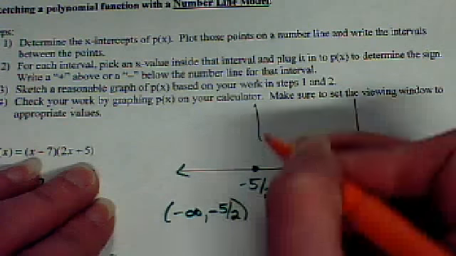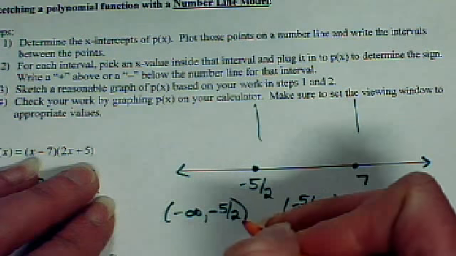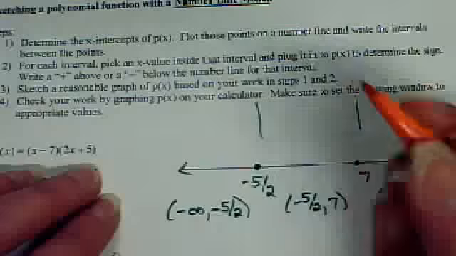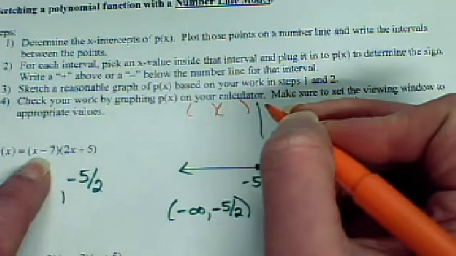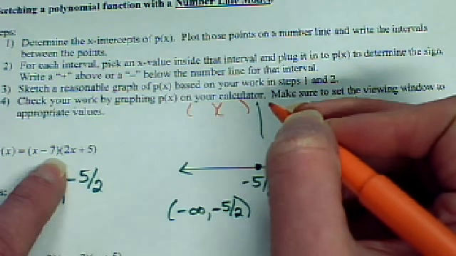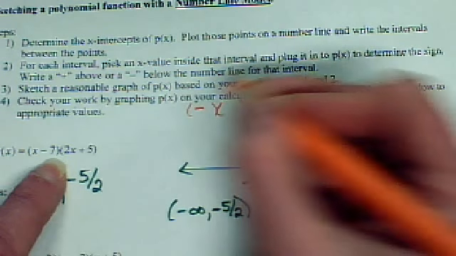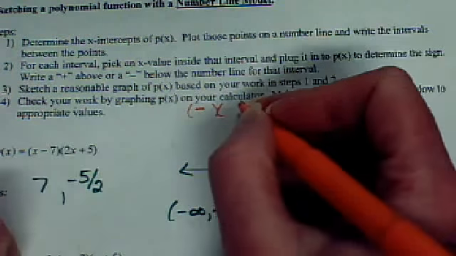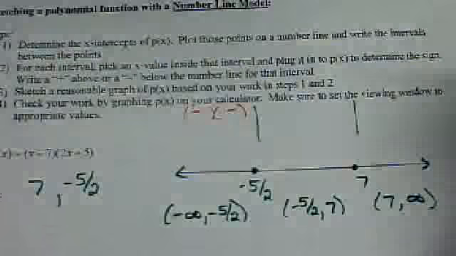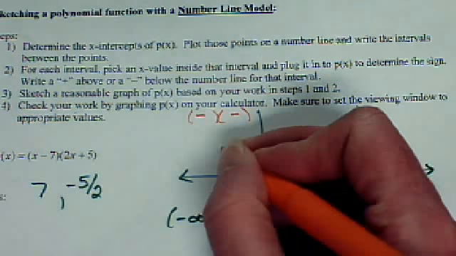So, something between negative infinity and negative 5 halves. Let's go with negative 10. If I plug in negative 10, minus 7 is going to be a negative answer. 2 times negative 10 plus 5 is still negative. Negative times a negative is going to give me a positive.